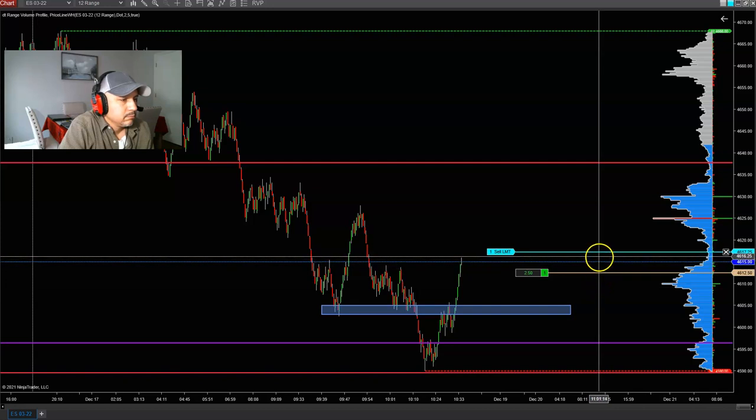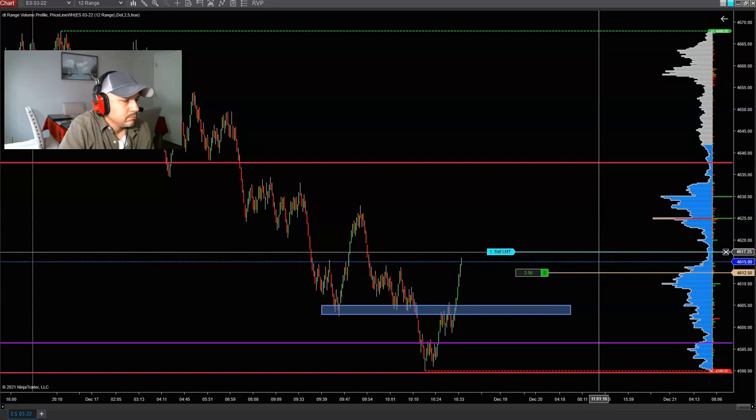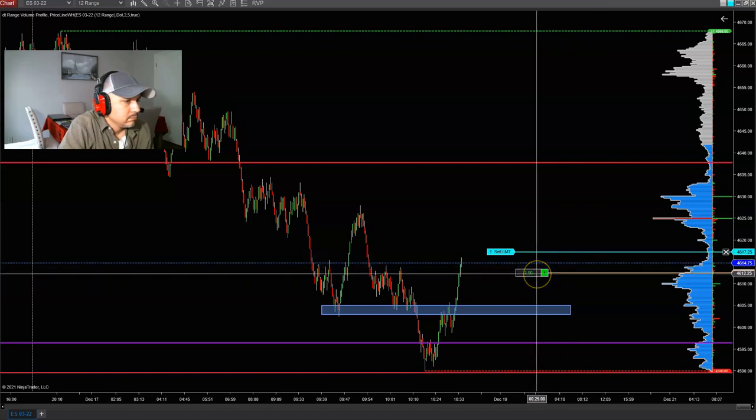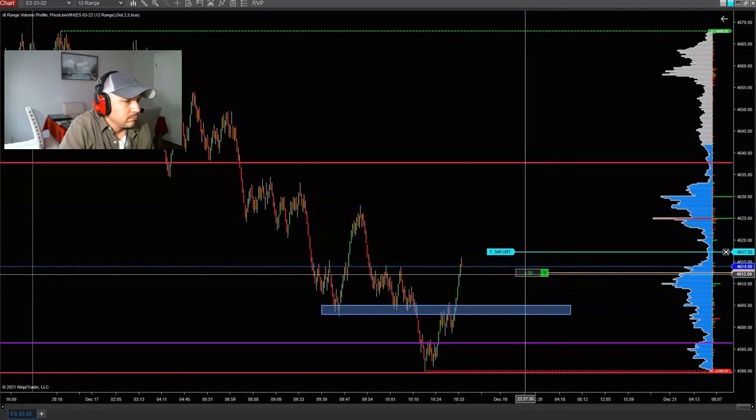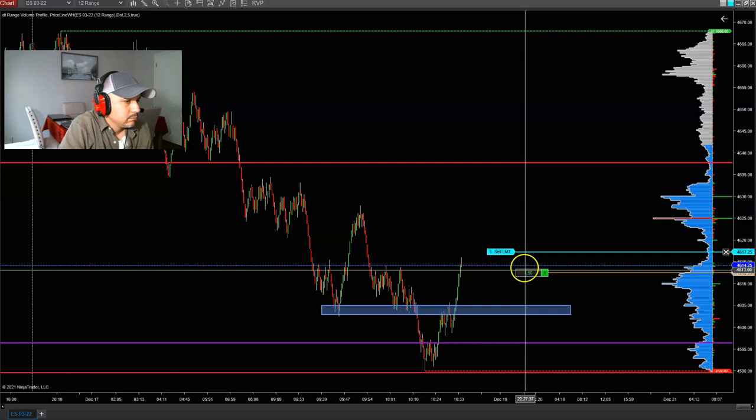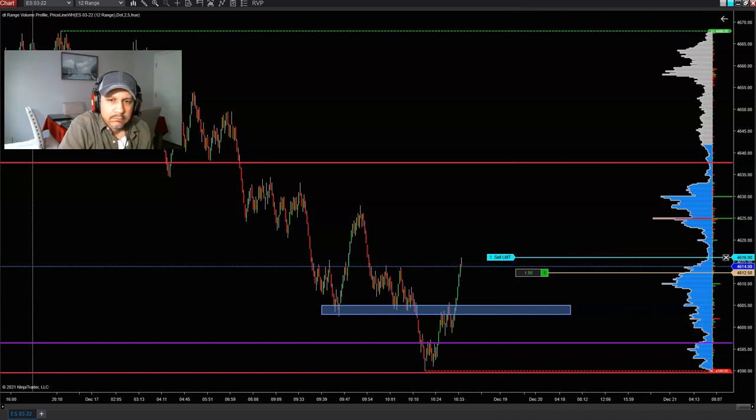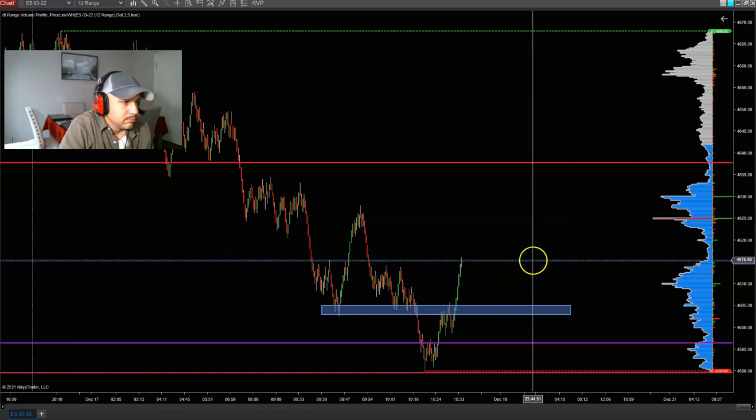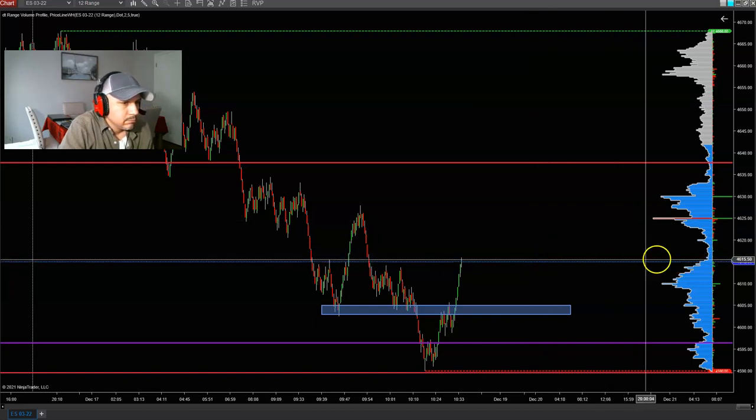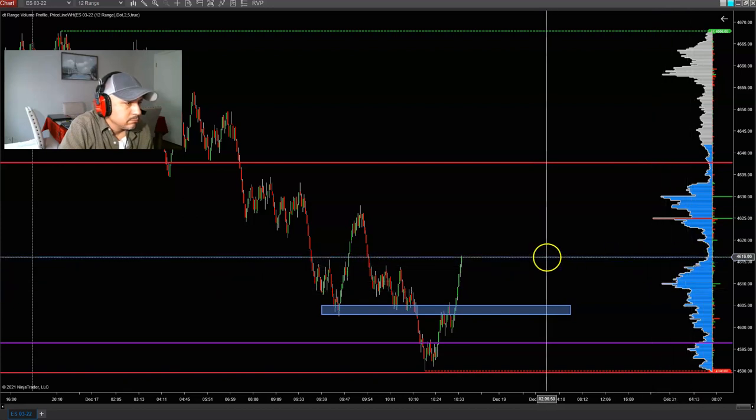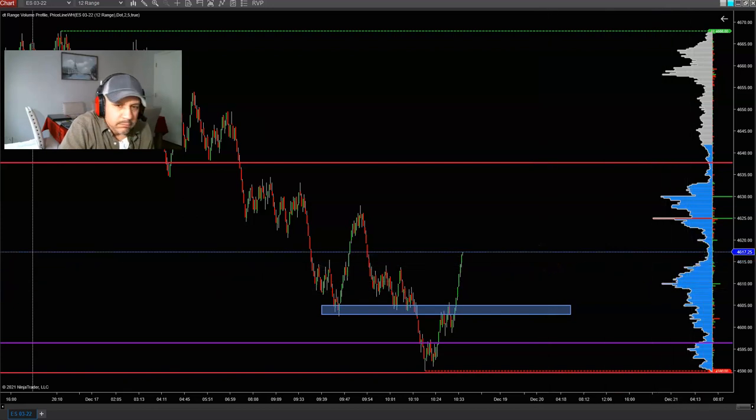And price should come up there and test that, let's see here, that 46.25 area, somewhere there. But it can pull back before it does that. Price could pull back, okay, it could actually pull back into, yeah, right there at the 46.10 area. It could pull back there.